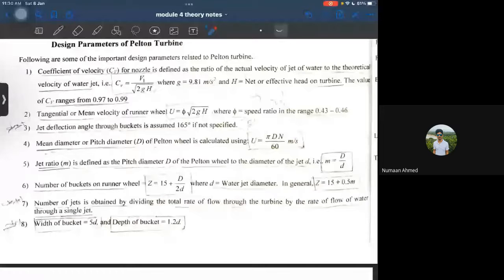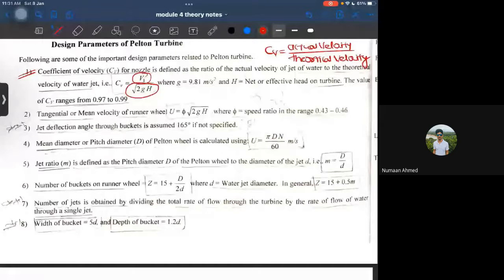Okay. First one is the coefficient of velocity of nozzle. See, coefficient of velocity of nozzle is what? It is the actual velocity which is striking the blade, divided by theoretical velocity. Actual velocity is nothing but V1, and theoretical velocity you can calculate by the formula root of 2gh. And this is how you calculate the value of CV.